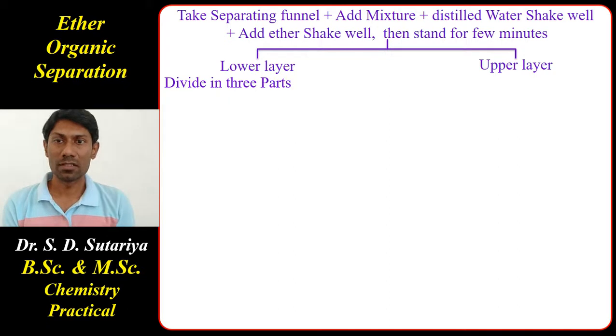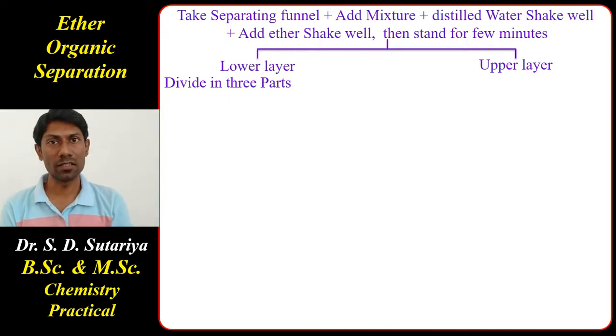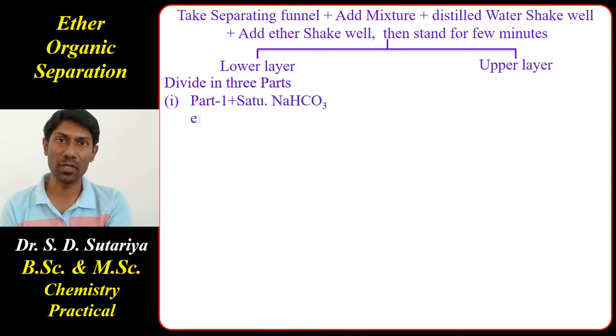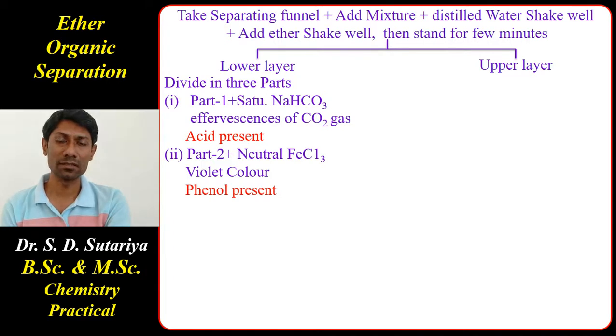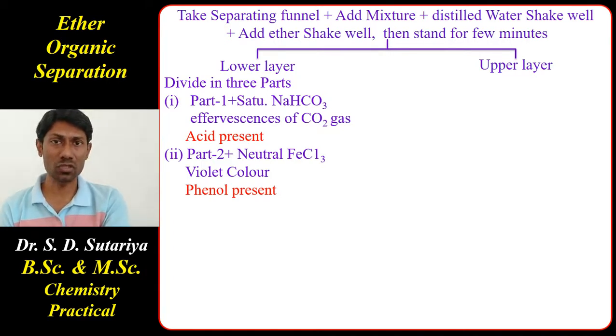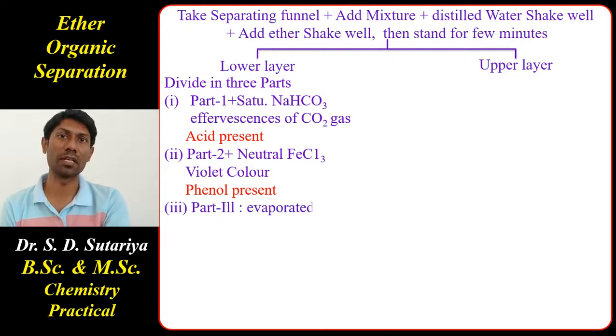So just divide it into three parts. This lower layer is the aqueous layer. In the first part, add bicarbonate; effervescence of carbon dioxide gas means acid is present. Same as part 2: add neutral FeCl3 to the solution, and if violet coloration appears, then phenol is present. But the most important thing, if a solid compound is present, is part 3.